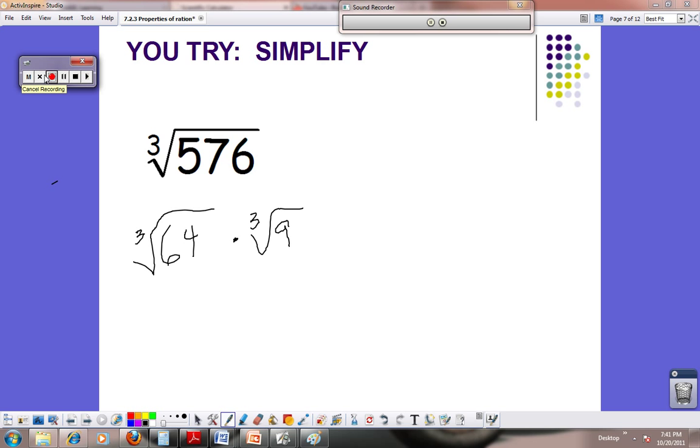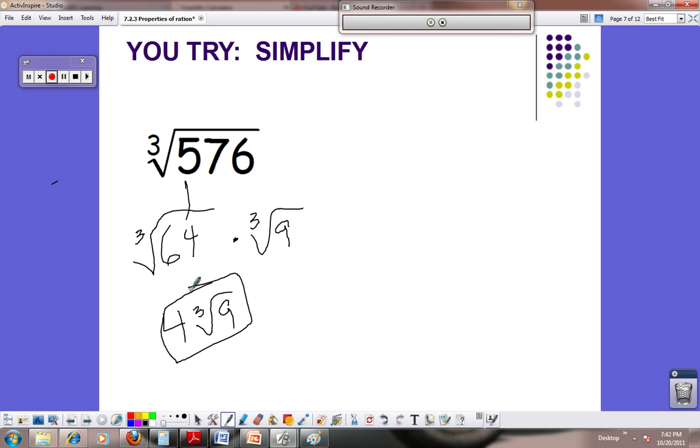Okay, so if you go up the list, remember you only have to start with the numbers that are smaller than 576. You could have started with 512, 343, 216, 125, but the first one that you actually come to, 576 divided by 64, gives you 9. Or you can take 64 times 9, which gives you 576. And the cube root of 64 is 4. And then, since there's no cube root of 9, we're going to leave it as the cube root of 9, as our final answer.